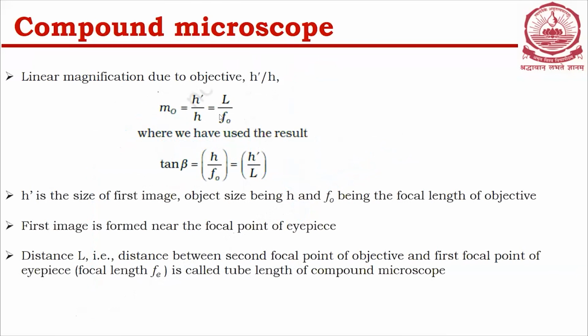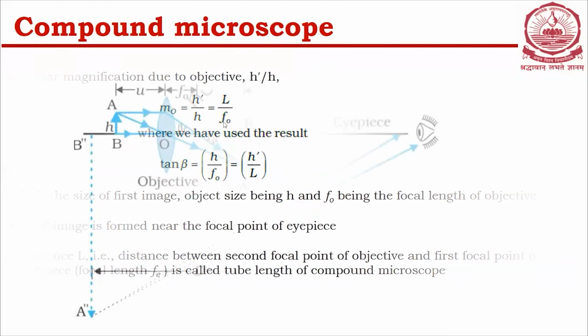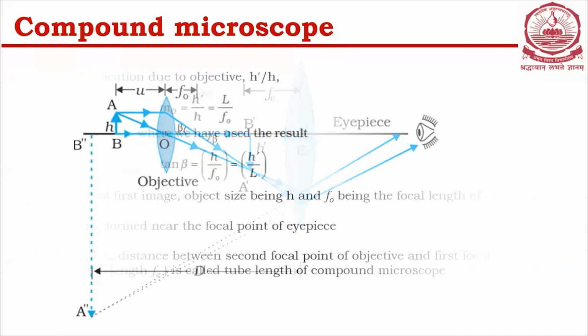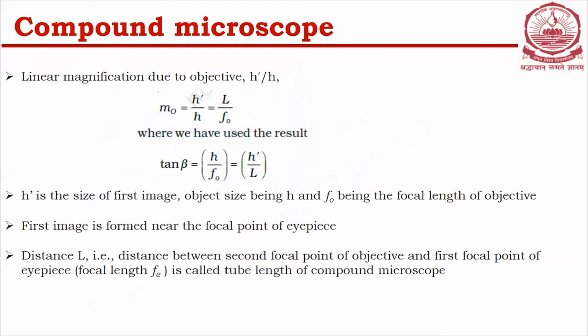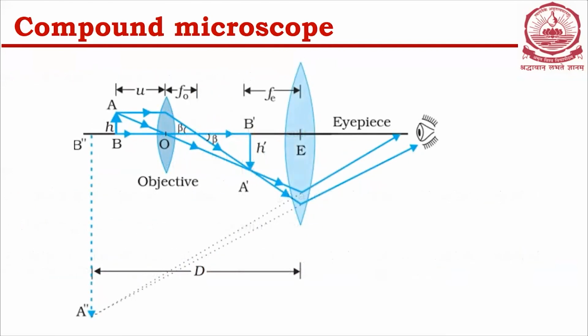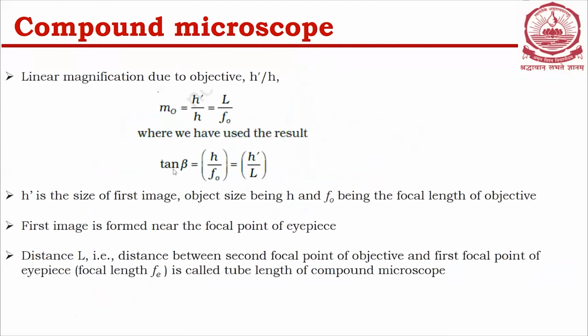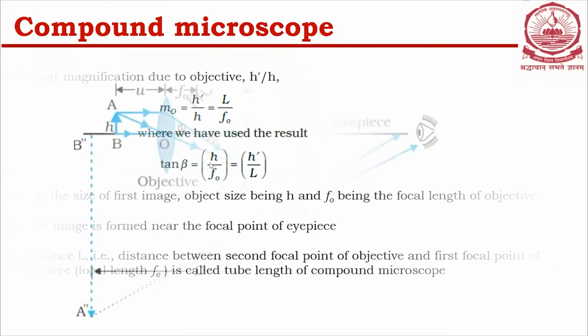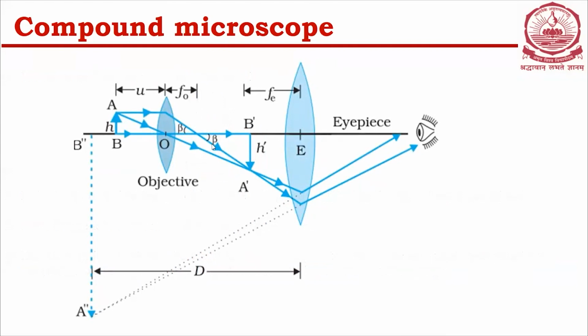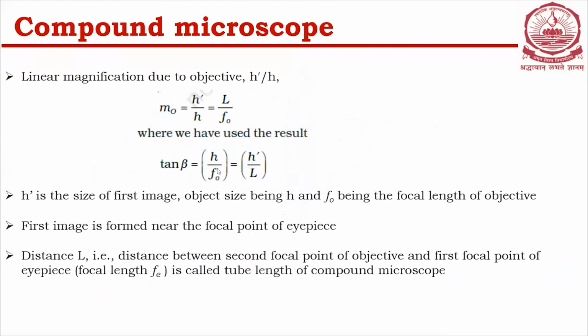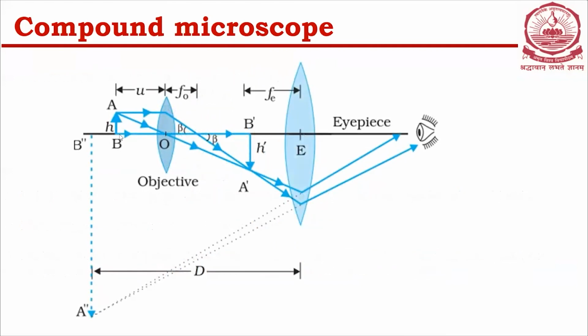It is nothing but L by f naught. What is L? L is nothing but your image distance. So that's what is given. And f naught is your focal length. So you can just find out tan beta. So where is beta here? This beta, tan beta is equal to h by f naught. So h is the height of the object, h by f naught. So this is f naught, this is h. So this point also h.